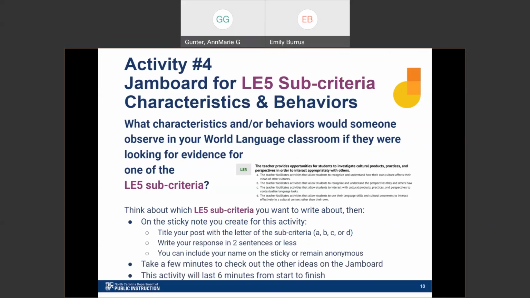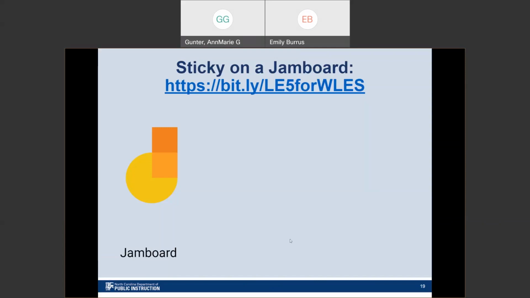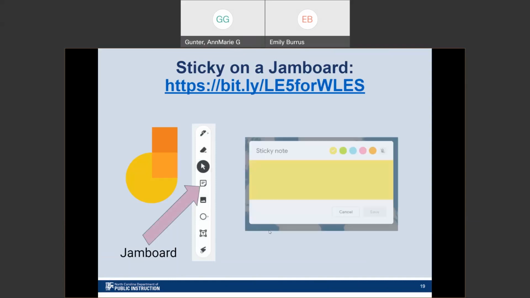Real quickly, I do have a slide that talks about how to use Jamboard, and we have our own Jamboard using a bit.ly link. But most of you are familiar with the fact that there's a control panel. You click on the little icon on the control panel. It looks like a sticky note that opens up a sticky note where you can choose the color of yellow, green, blue, pink, or orange. You write your response to the question, and then you click Save, and it posts your sticky note on the Jamboard so everyone can see it.